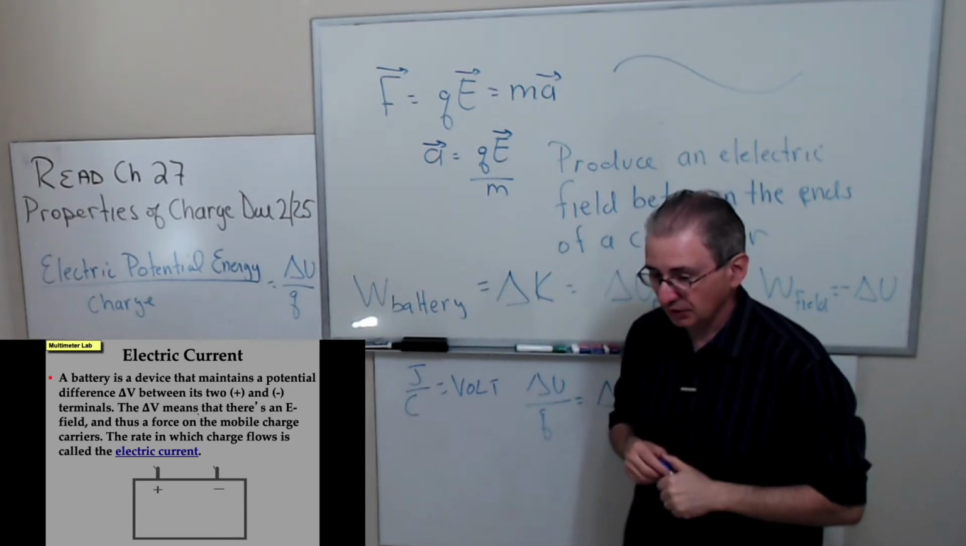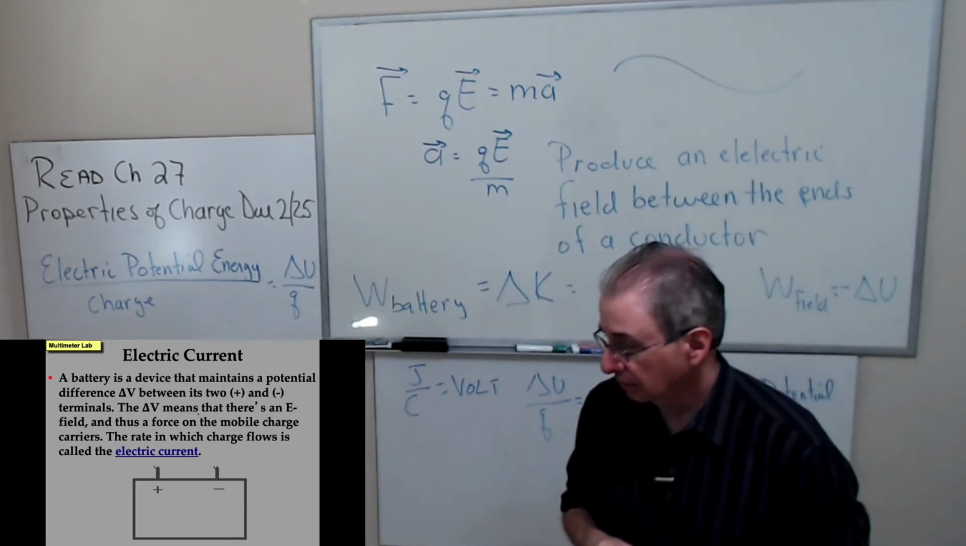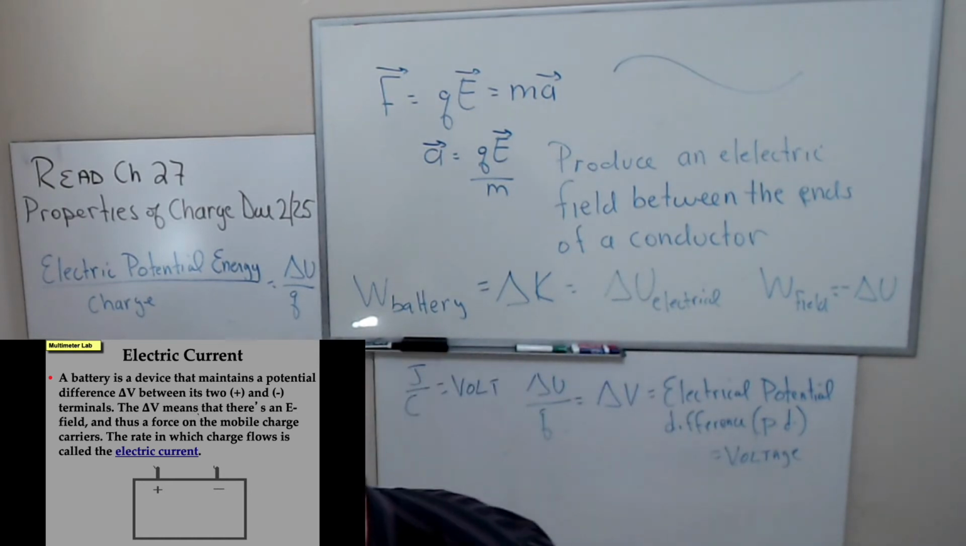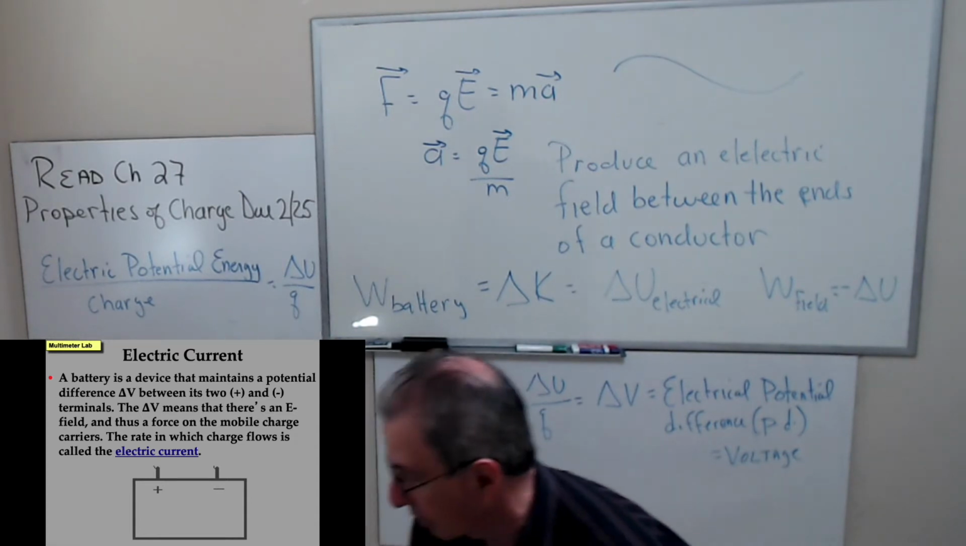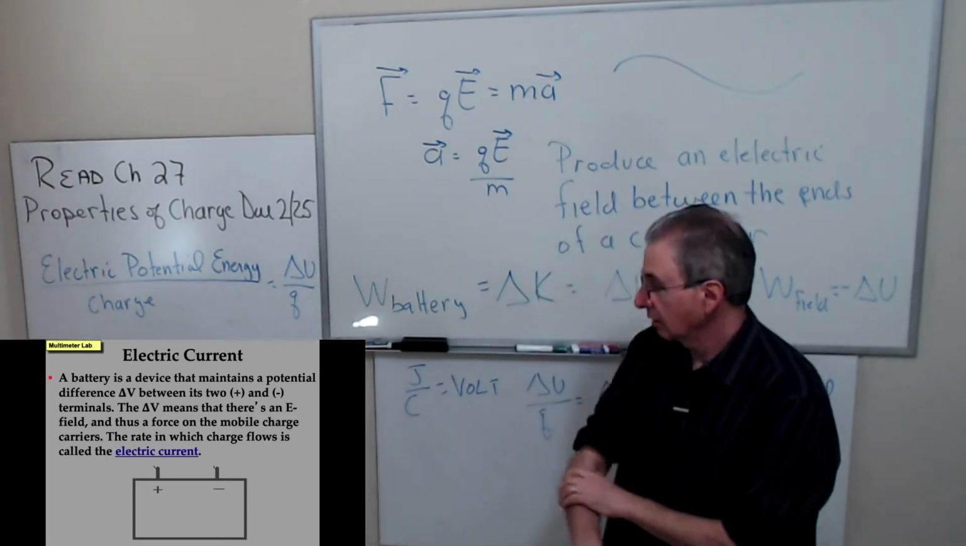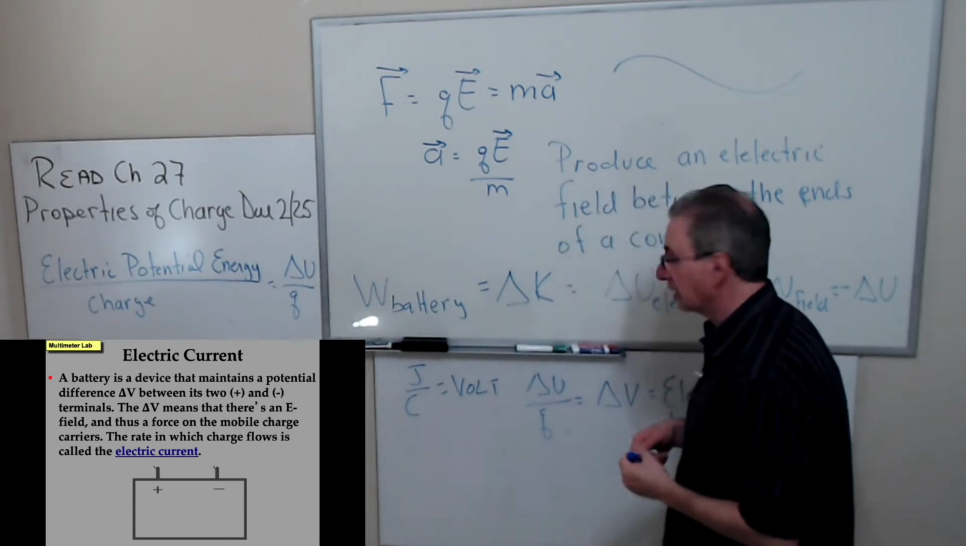Any questions on what I've said so far? I have a question. Sure. Can you go over why the work done by a field is negative delta U, like for the negative? Oh, it's by definition, right?